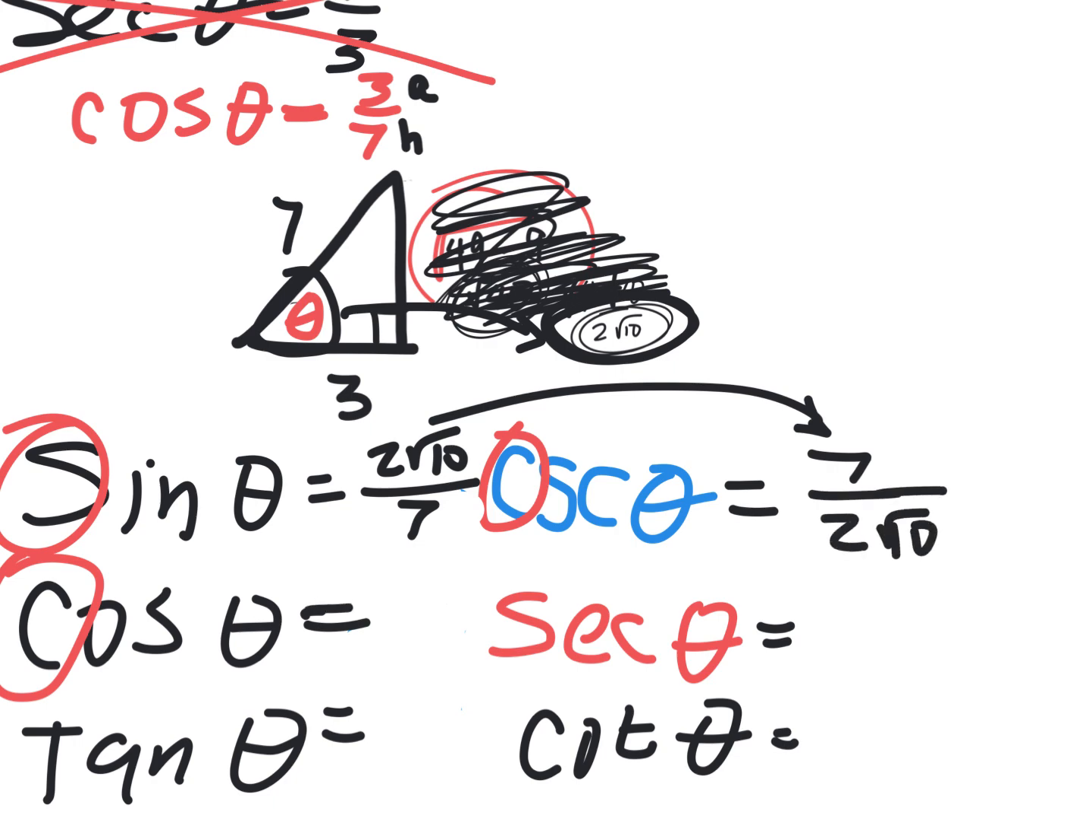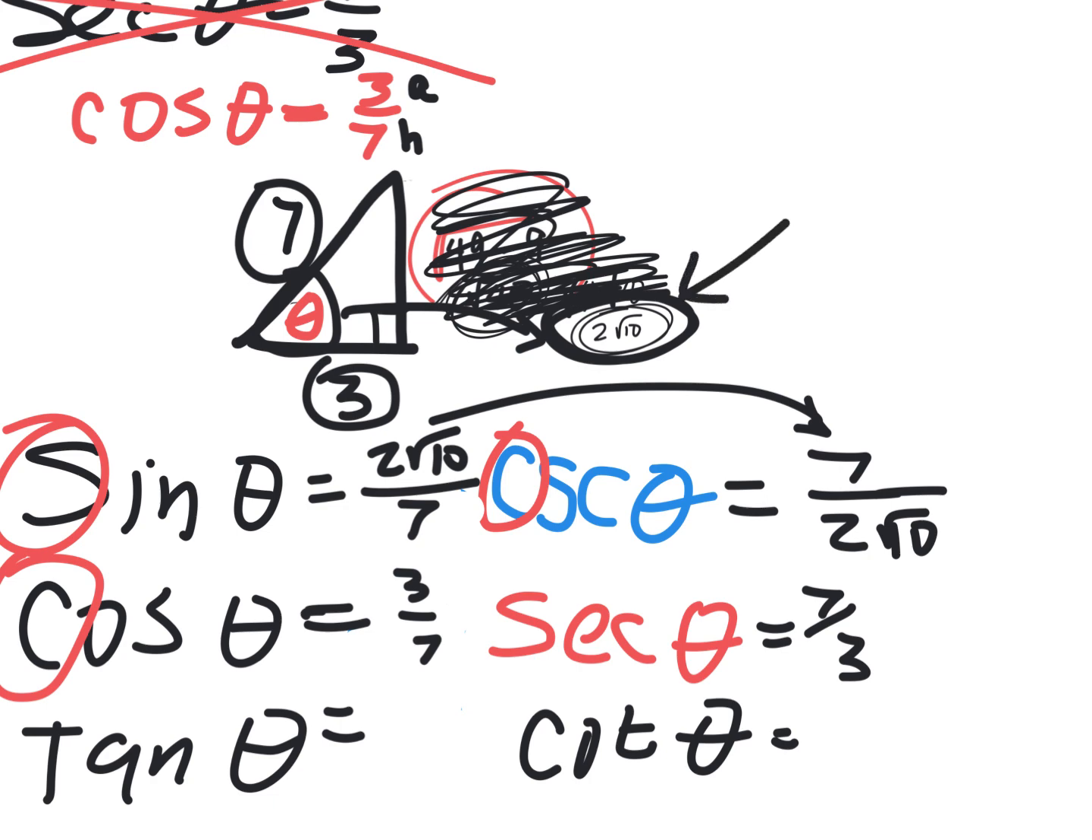And then down to cosine. Cosine is adjacent over hypotenuse, 3 over 7. And then just flip it, 7 over 3. And then tangent, TOA, opposite. This one's the opposite side. 2 root 10 over, nope, tangent is TOA, opposite over adjacent, so 3. And then I flip it, 3 over 2 root 10.